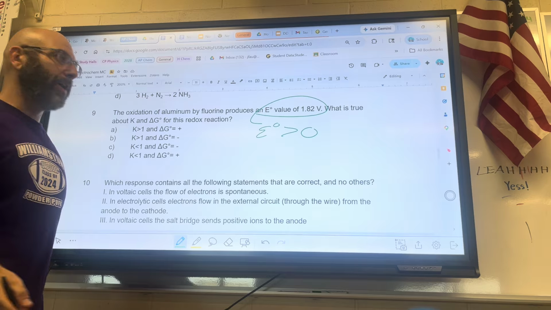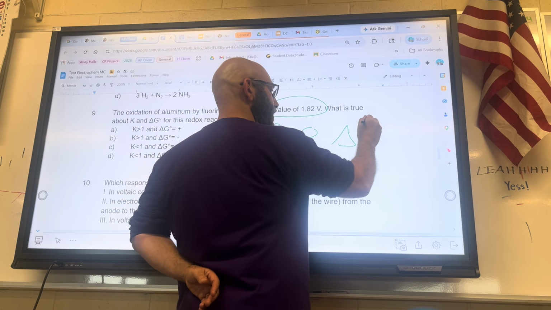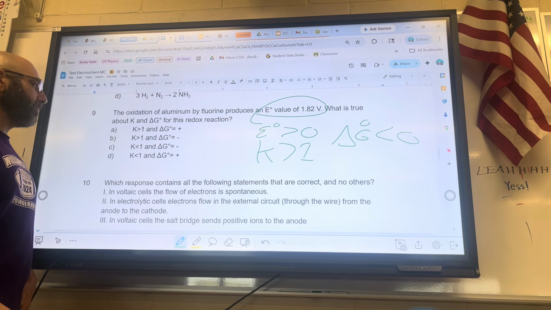Right? If E naught is greater than 0, K has the same sign, greater than 1. Delta G has the opposite sign, less than 0. All right, so.